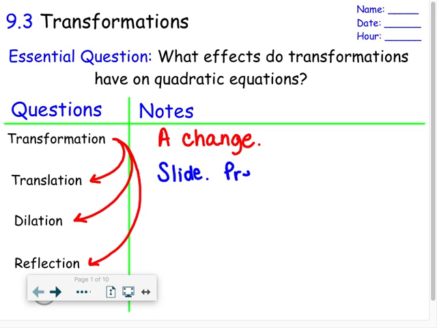So I'm going to say preserves size and shape of the figure.